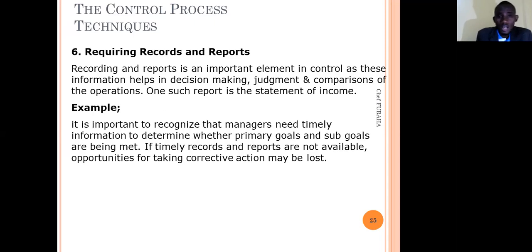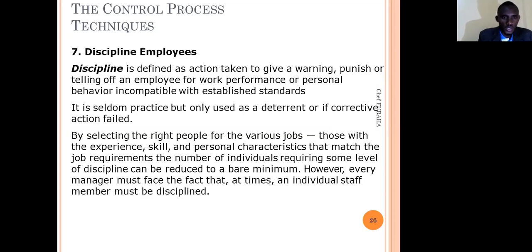Then you must also require records and reports. Anything that happens in the hotel must be filed and recorded properly. If today you served 20 customers, maybe from a certain group, whatever they liked, you must record it somewhere. Anything that was not good to them and they complained about, you must record it. So recording information is very important, and also giving reports. Another technique is disciplining employees in case they have made deviations from our standards. In case they are not performing well, you must give them punishments.